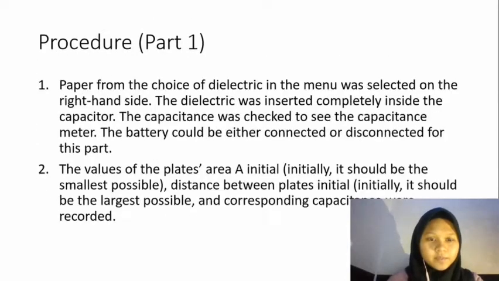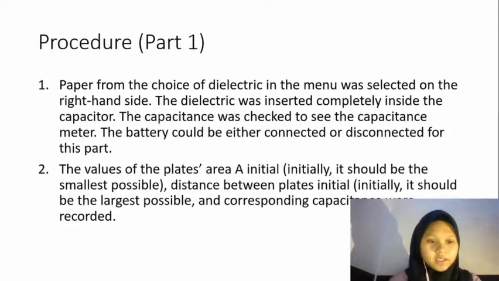The procedure, part 1. From the choice of dielectric, the dielectric was selected on the right hand side. The dielectric was inserted completely inside the capacitor. The capacitance was checked on the capacitance meter. The battery could be either connected or disconnected for this part.